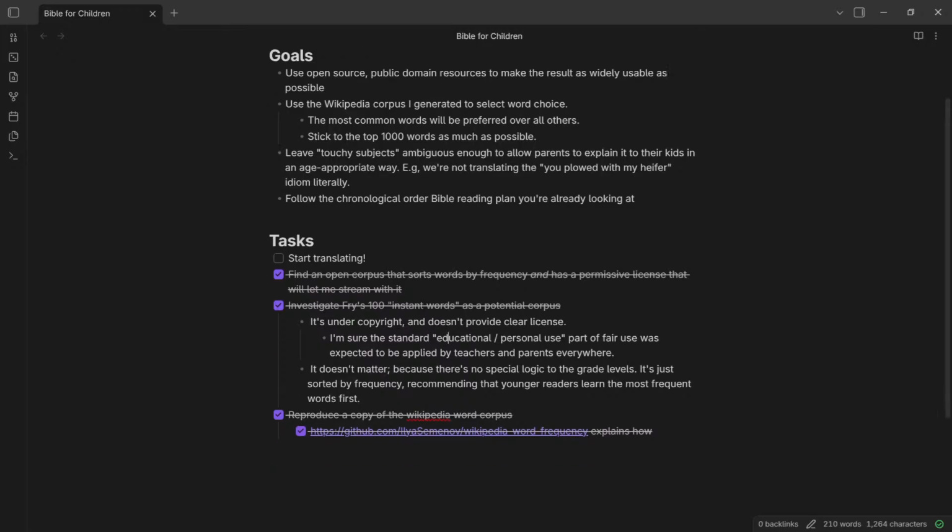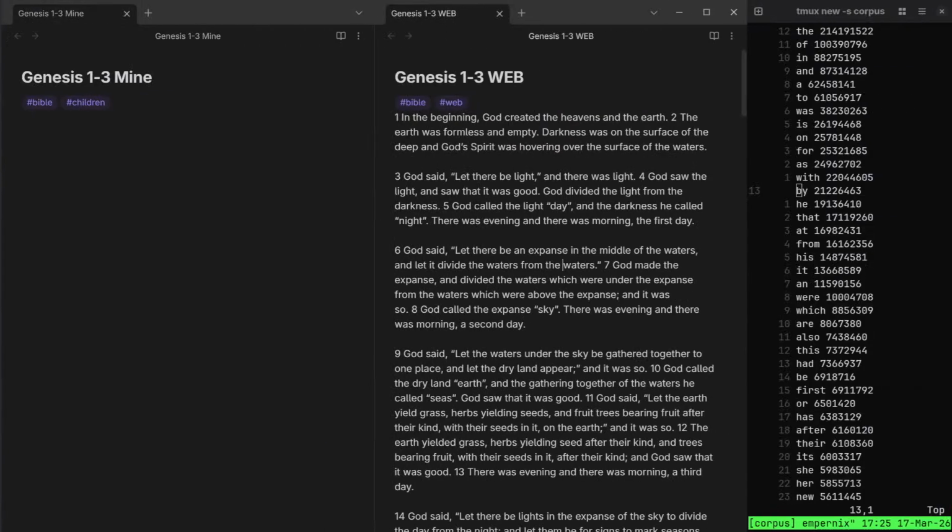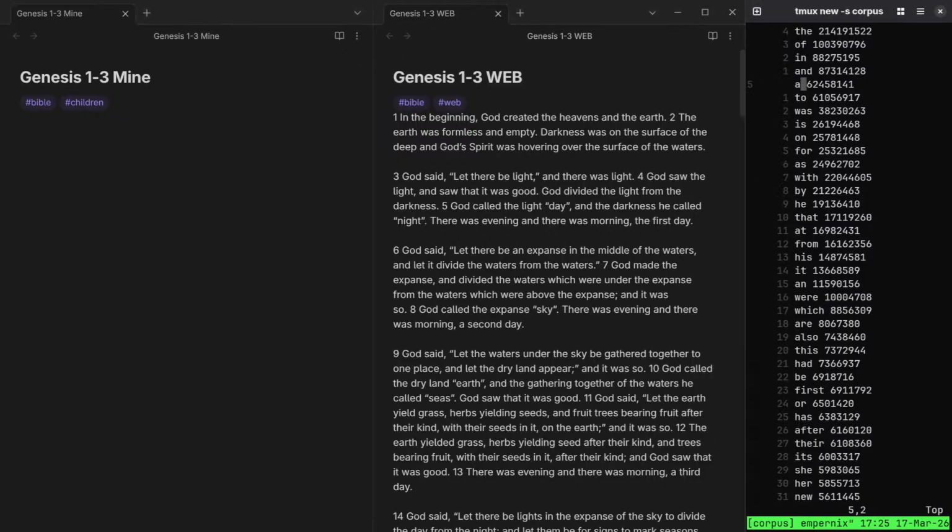The next step I really need to do is to start translating. So let's get to it. You can see here's my word list. We'll explore it a little bit. We've got the most commonly used word in English Wikipedia. That's not surprising at all.